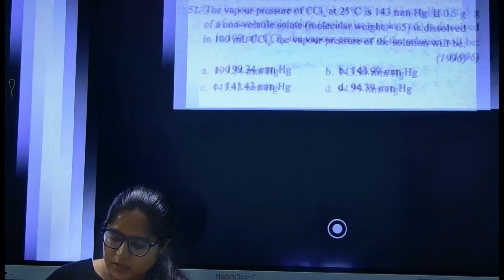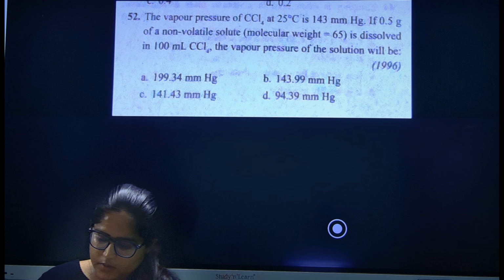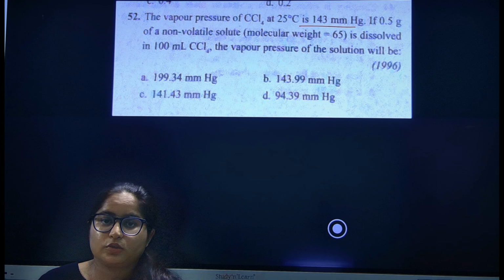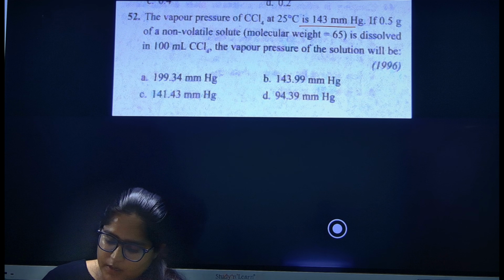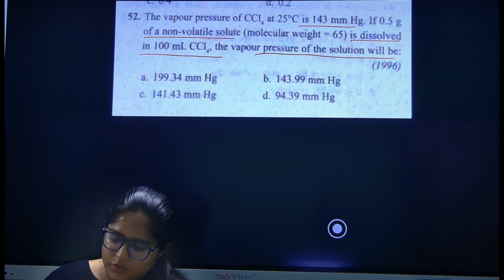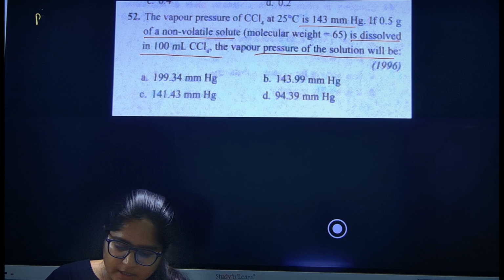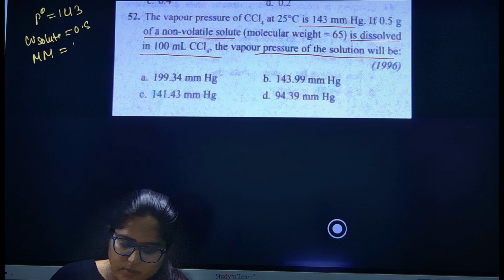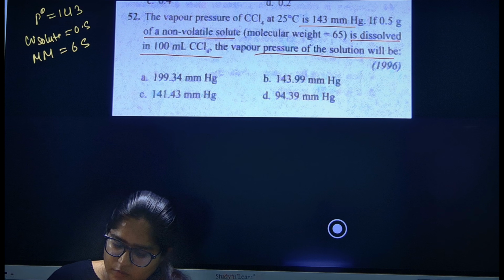Okay, now let us see question number 52. The vapor pressure of CCl4 is 143. Can you see vapor pressure is very important; so many questions they are asking on it. If 0.5 gram of a non-volatile solute is dissolved in 100 ml of CCl4, the vapor pressure of the solution will be? So Ps they are asking. Here I am writing P naught is given as 143. Then the mass of solute is given as 0.5, and the molar mass is given as 65.